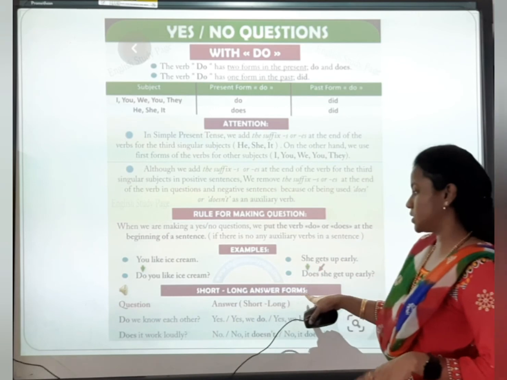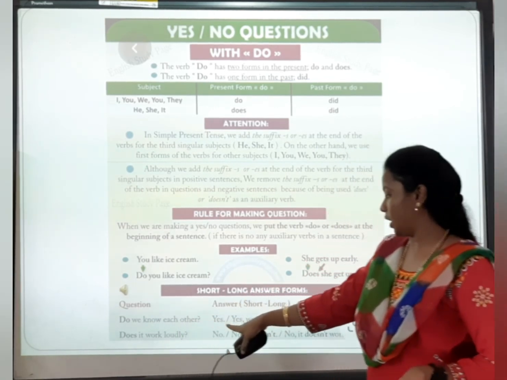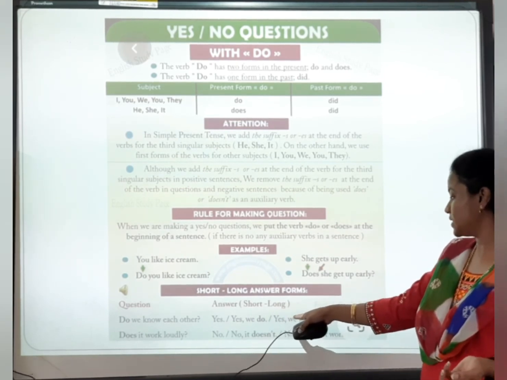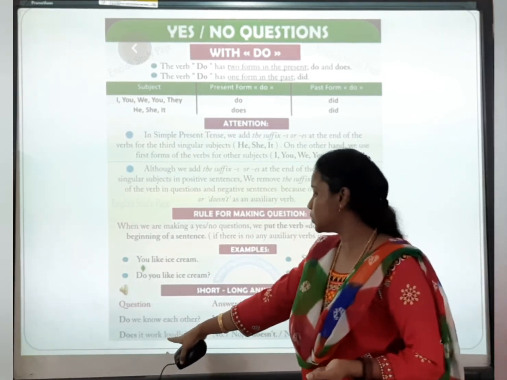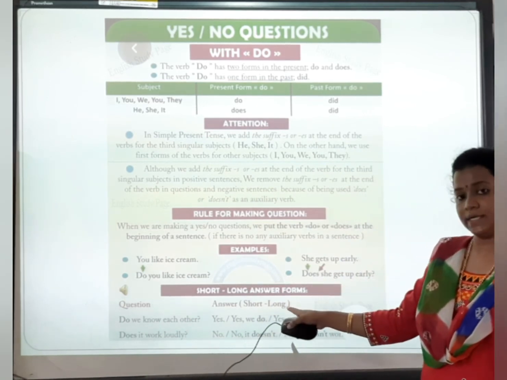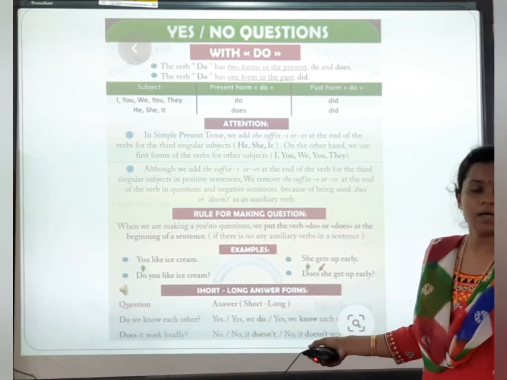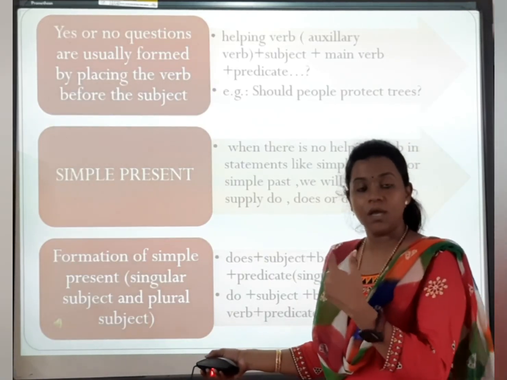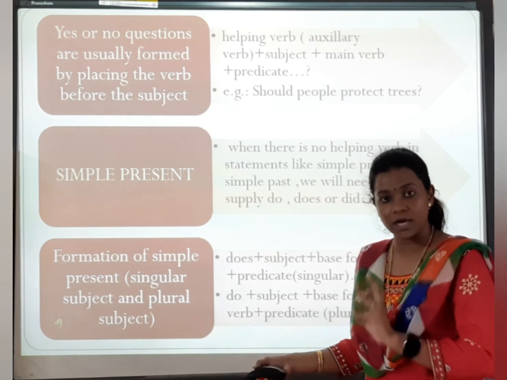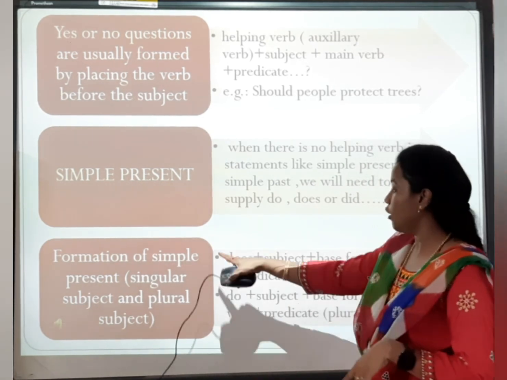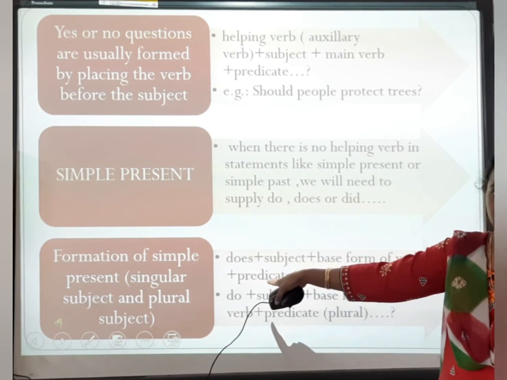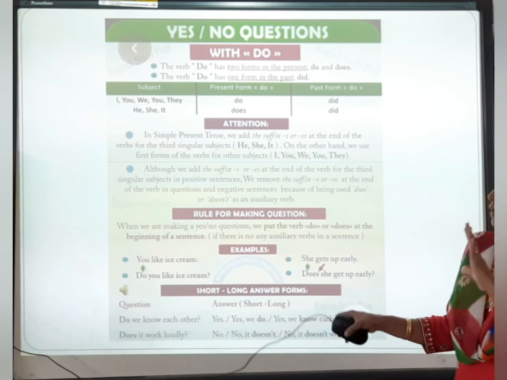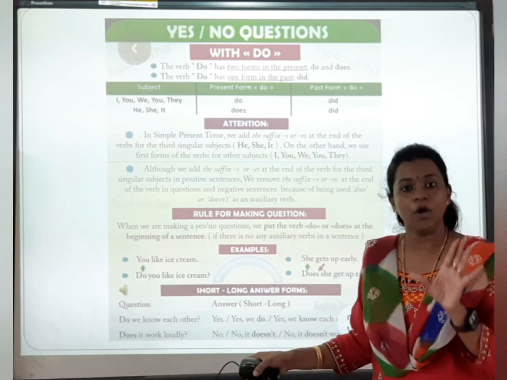Now short and long answers follow. Do we know each other? Yes or no? Yes, we do. Yes, we know each other. Does it work loudly? No, it doesn't. No, it doesn't work loudly. So these were the formation of yes or no questions. In simple present you will put do or does, and in the formation it will come for singular does, for plural do. And this was the other detailed information for you.